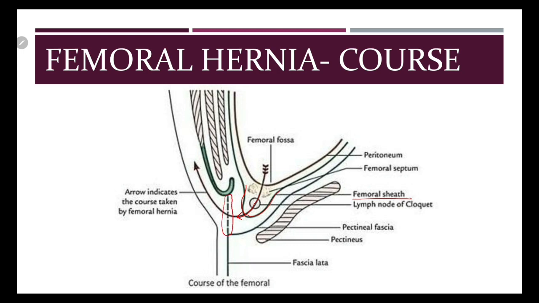So let's say a loop of intestine or any abdominal content bulges forward from this. And then finally it moves upwards along with superficial epigastric vessels in the superficial fascia of the thigh. The femoral hernia is more common in females because the femoral ring is larger due to greater width of the pelvis.